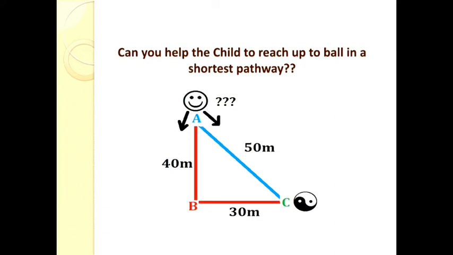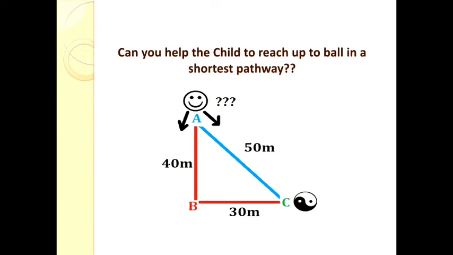The picture involves two ways or two paths. One is shown with the help of red color and another way is shown with the help of blue color. What do you think? Which path is the shortest path? Yes, you are right. The path shown by blue color is the shortest path.